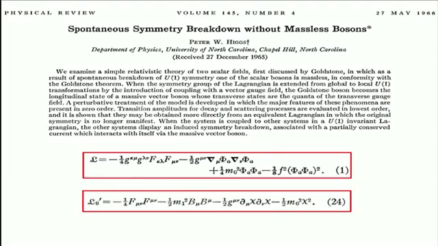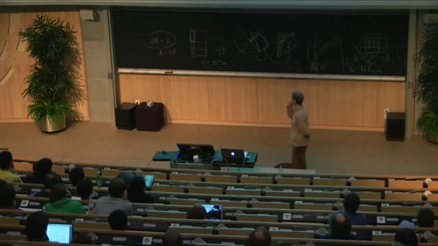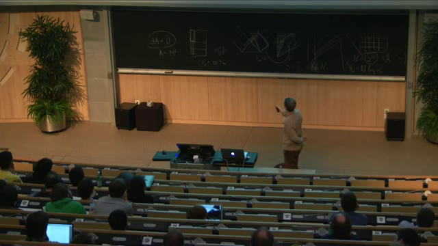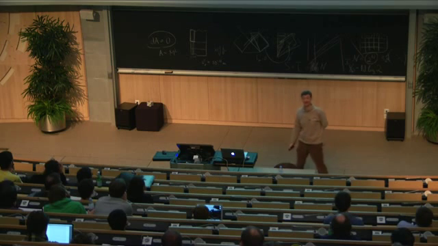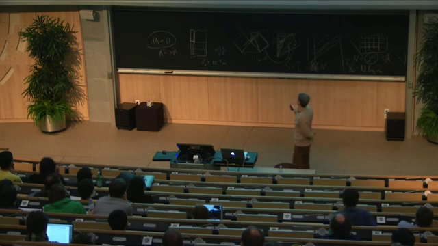Then you go through the paper, you arrive at equation 24. I skipped the details because I think you should know them. You end up with a theory which has the gauge field, a mass term for the gauge field, and then has one remaining scalar field. This is the Higgs boson, okay?